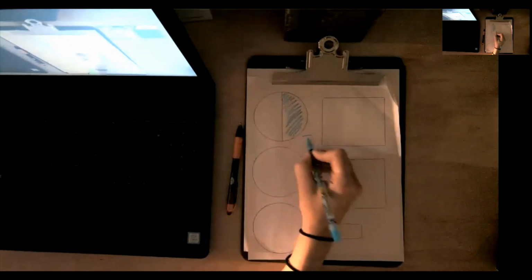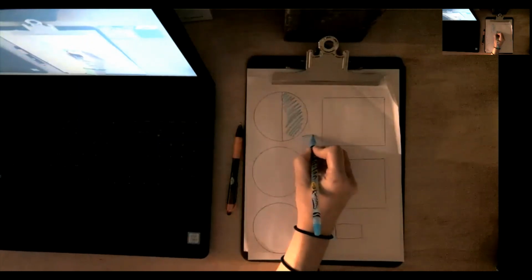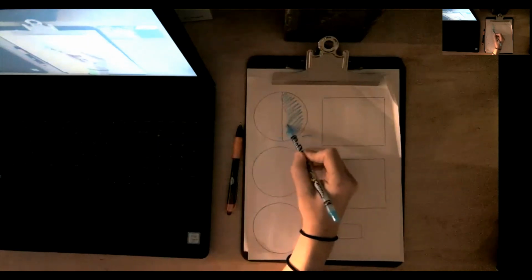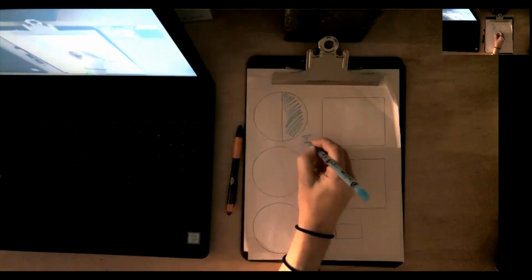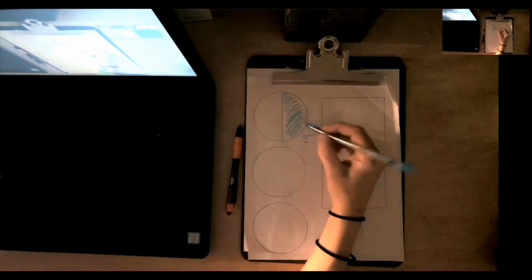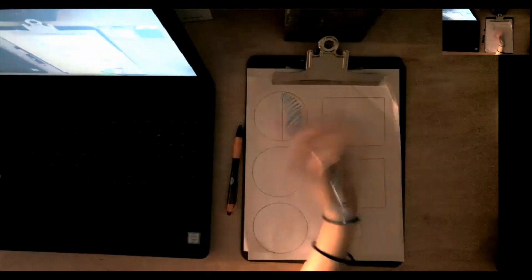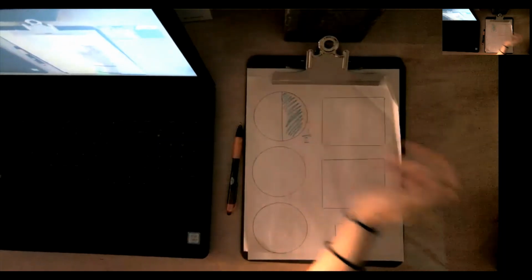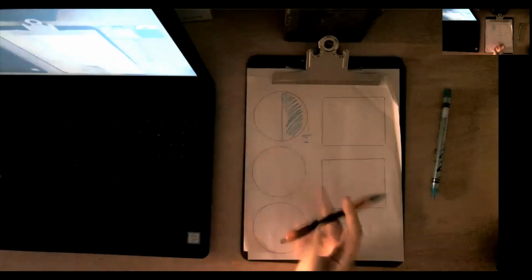The first thing I do for fractions is draw my middle line. How many equal parts are there? 2. How many did I shade in? 1. So that's 1/2.